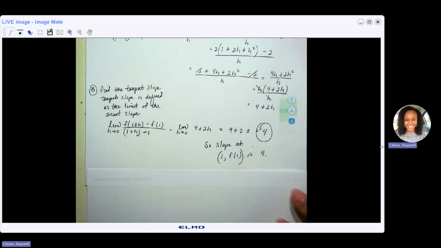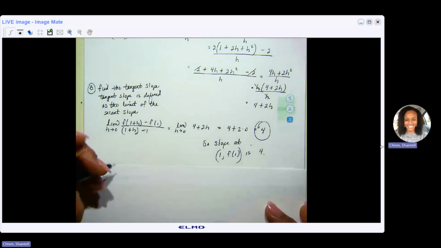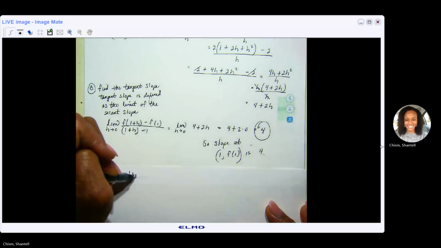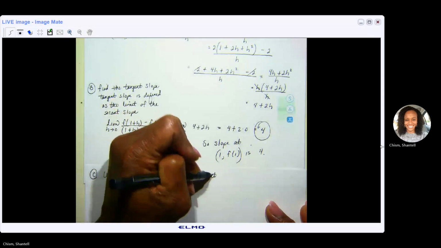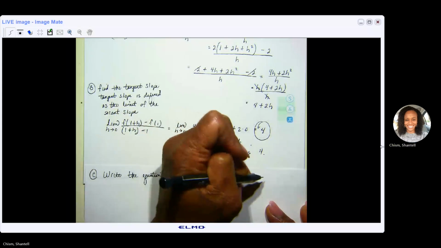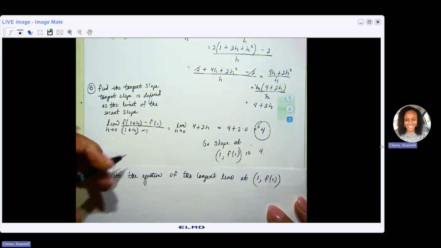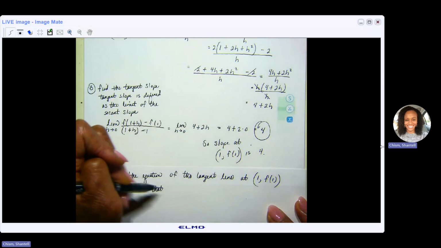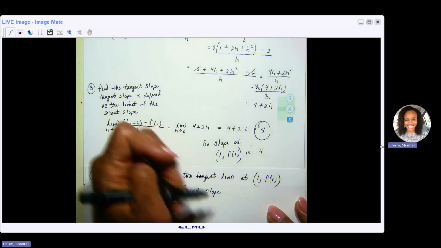All right, so for part C, we want to write the equation of the tangent line at 1, f at 1. Okay, given also that we have slope, or that we found slope, tangent slope actually.